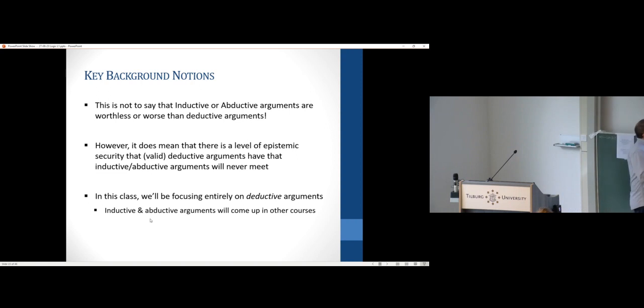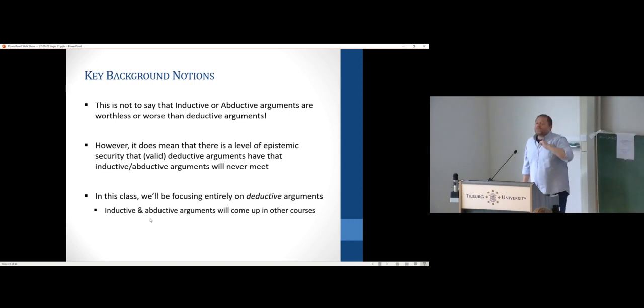The level of epistemic security in a valid deductive argument is something that is unmatched. This is, again, another reason why we should be interested in validity. It's a guarantee of the relationship between the truth of premises and the truth of conclusion. So for our purposes, we're only going to focus on deductive arguments. You'll talk about inductive and abductive arguments in other courses. They'll come up in other places, especially in things like philosophy of science. That's not really our concern here. Here, we're just looking at the deductive ones. But it's helpful to get a grip on these different types.